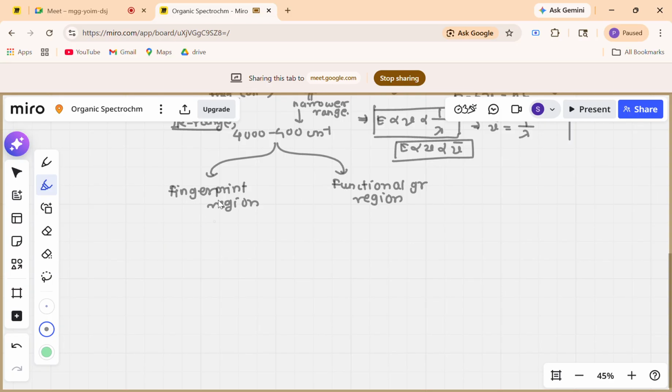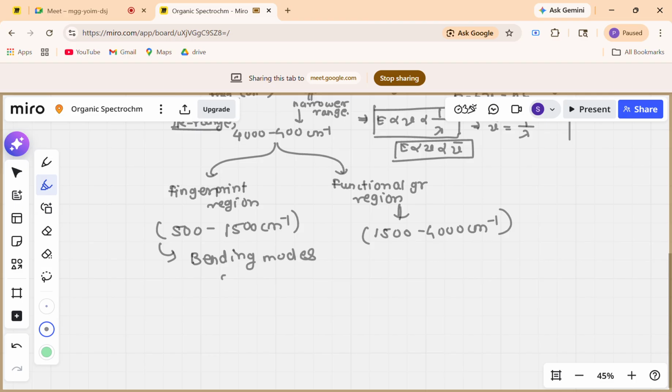Yeah, so we were discussing that there are two regions, the fingerprint region and the functional group region. The fingerprint region lies in 500 to 1500 centimeter inverse, and the functional group region corresponds to the range of 1500 to 4000 centimeter inverse. In the fingerprint region we will observe the bending modes of vibrations.